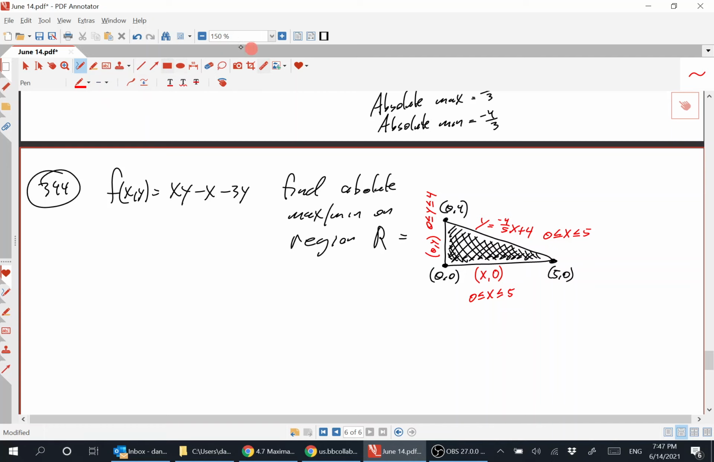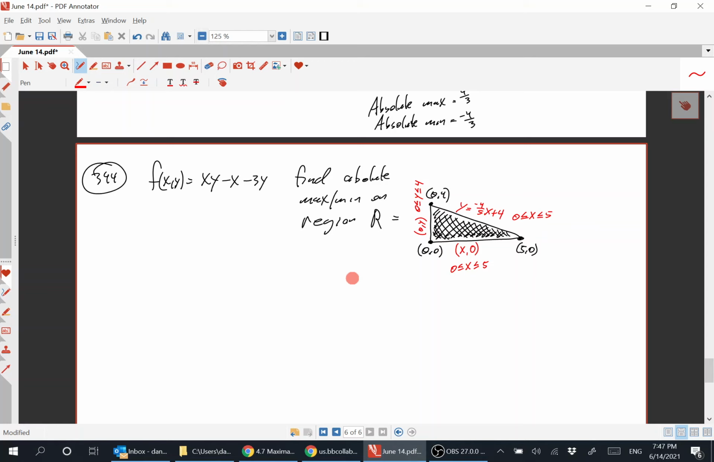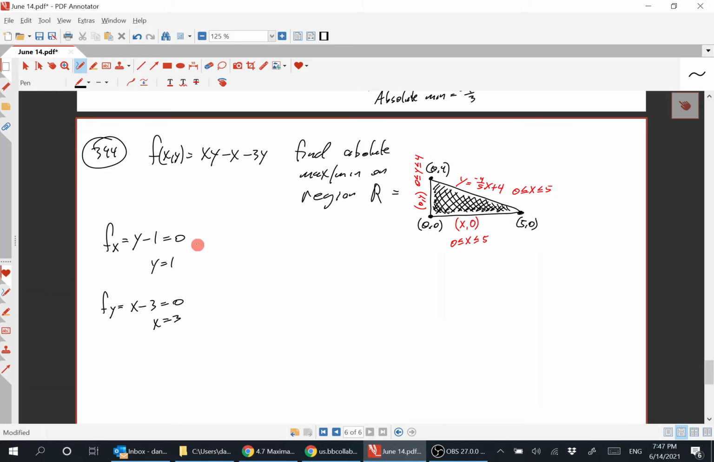Okay, so critical points in the interior. Partial derivative with respect to x is y minus 1. This is easy. So y is 1. The partial derivative of f with respect to y, x minus 3, is 0, so x is 3. So (3, 1) is the only critical point.